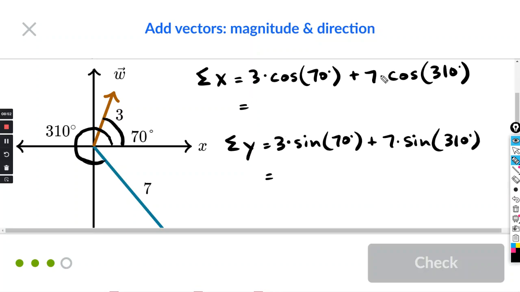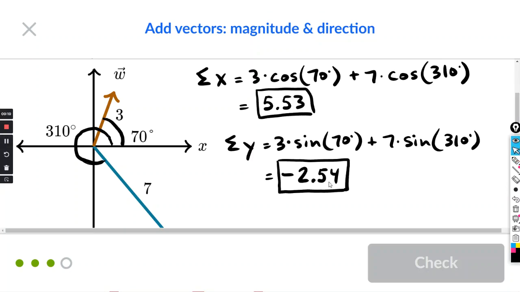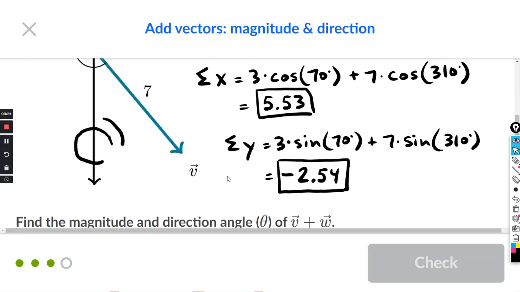Okay, so I'll do this first one on the calculator. They said the intermediate calculations can be nearest hundredth, so that's 2 decimals. Okay, rounding off, I get 5.53. And by the way, on some calculators, you can just type 3 cosine of 70. Occasionally, you might have to type 3 times cosine of 70, but that's the same thing. Okay, for the y's, I get negative 2.54.